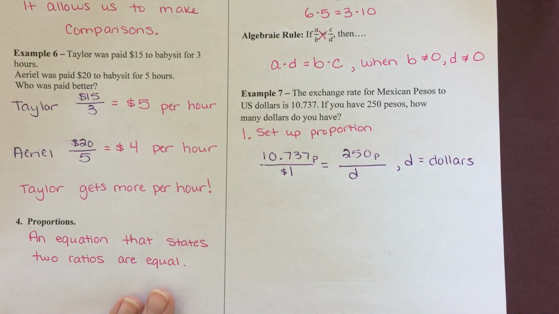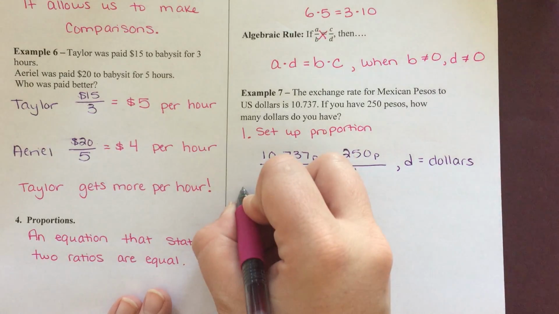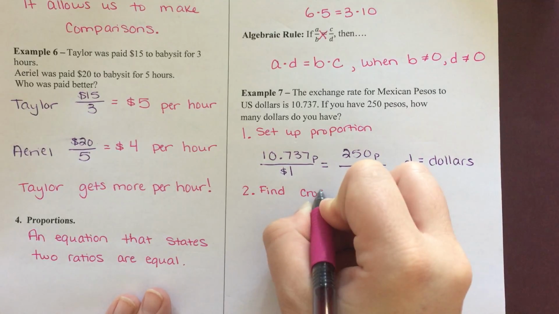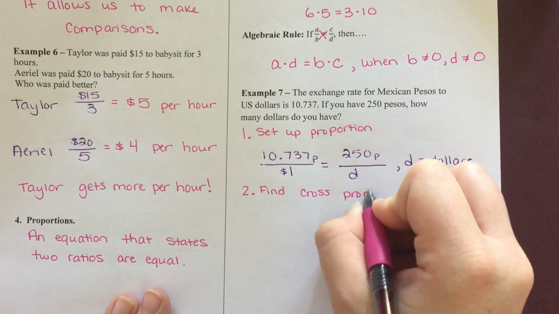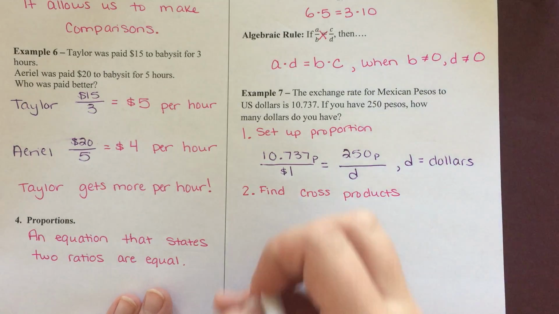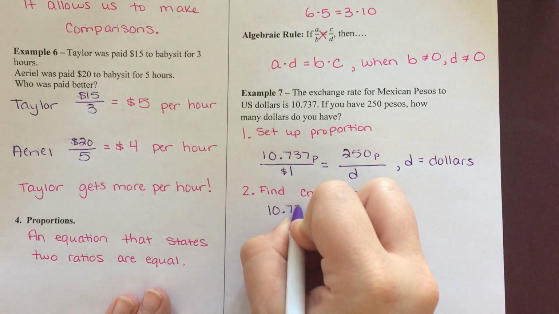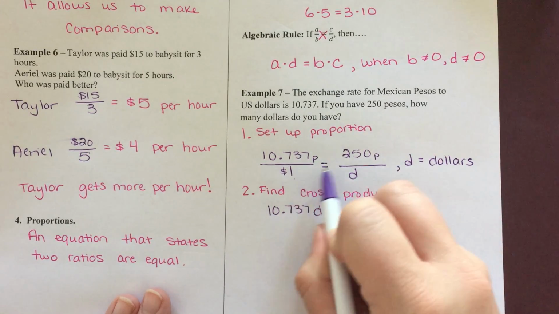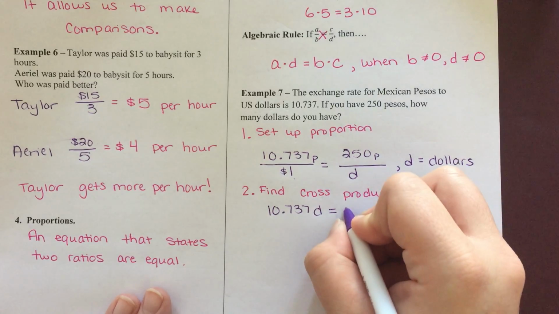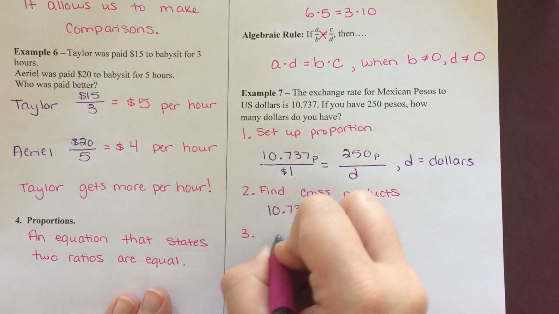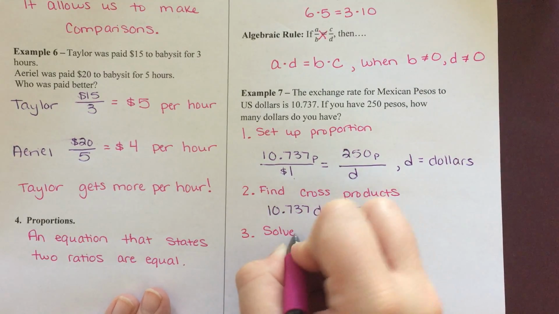The second step that you're going to do is you need to cross multiply and find your cross product. So when I cross multiply, I'm going to find that I have 10.737D equal to, well, 1 times anything is itself, so that's equal to 250. And the third step is to solve for the unknown.